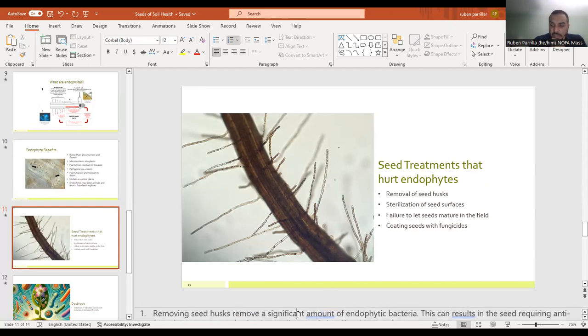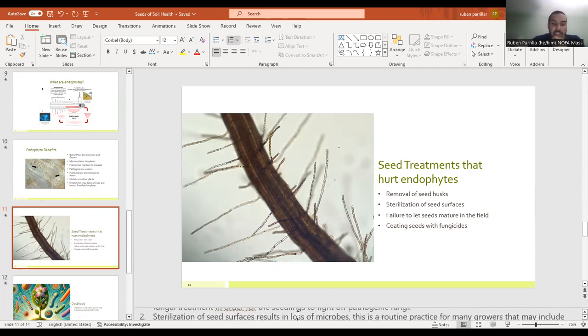So one of the things here is the removal of the seed husks. This can result in the seeds acquiring antifungal treatment, which is very, very common in the industry, in order for the seedlings to fight off pathogenic fungi. Sterilization of seed surfaces. This is, again, very common. You see this common practice. Acids like TSP that are typically used to increase germination will destroy the endophytes that are on the seed surface. And this goes to any acid too. Any weak acid could have this detrimental effect.